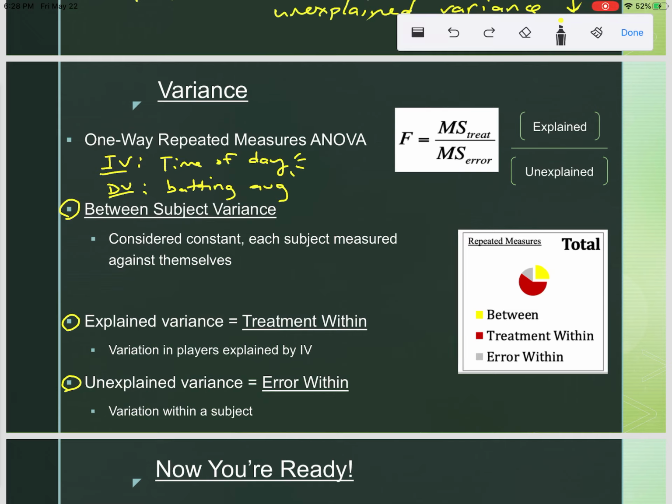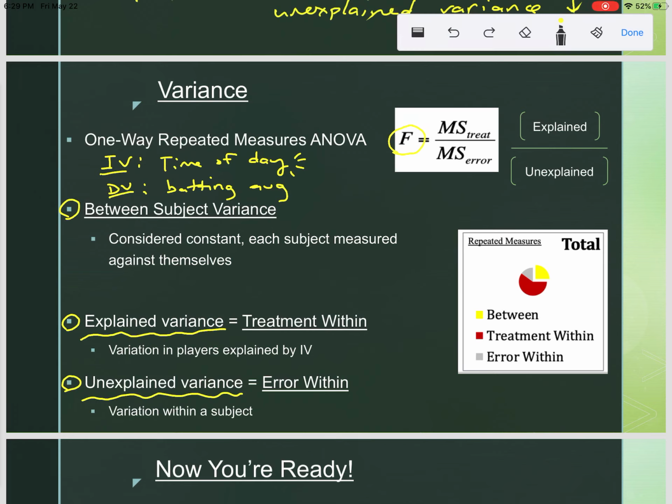But no matter what type of ANOVA you do, there's going to be some type that is considered explained variance, and there's going to be some type that is considered unexplained variance. And when we do our F calculation, we take the explained variance and divide it by the unexplained variance. That is what is the same for every type of ANOVA. In this specific example, let's break it down more.